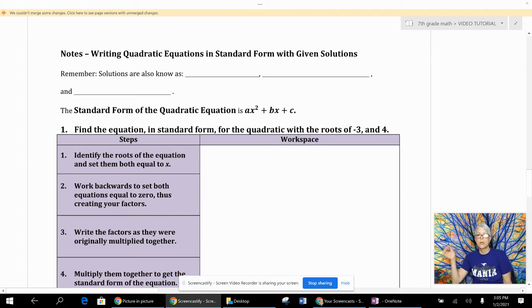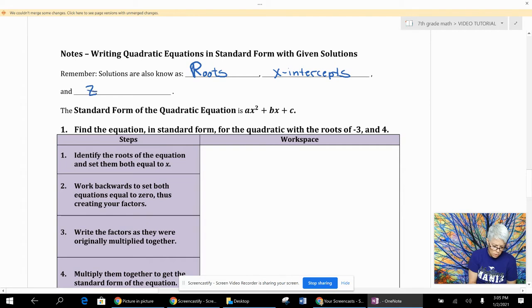So let's look at what we got here. First off, remember the solutions, these solutions that we found yesterday, they're also called the roots. You want to remember that word. It pops up. I don't want you to forget it. It's just the x-intercepts. And then we also call them the zeros because they cross over the x-intercept and y is 0.